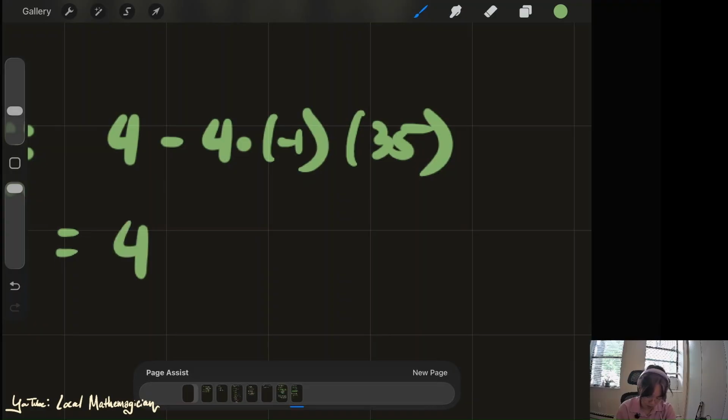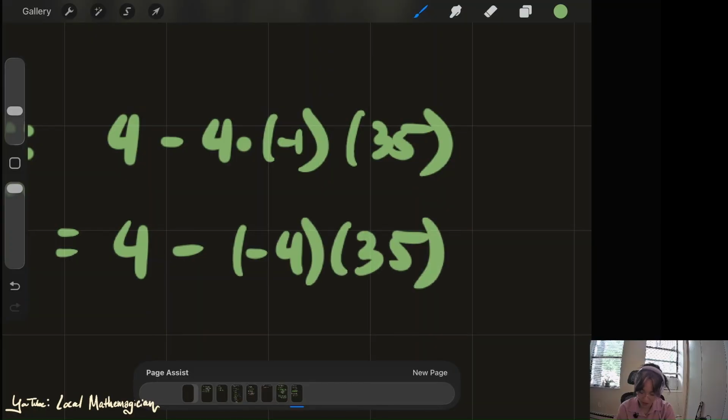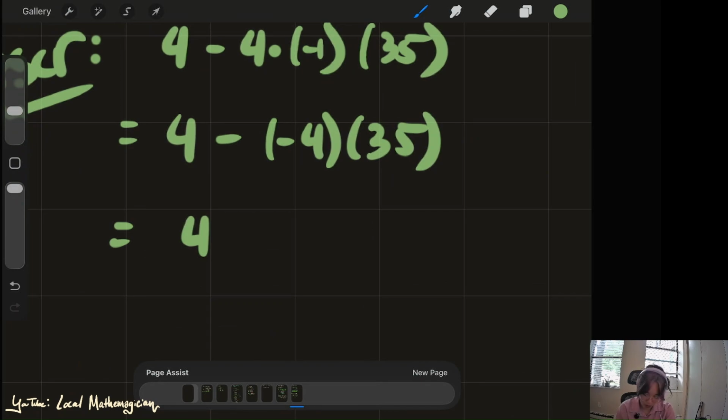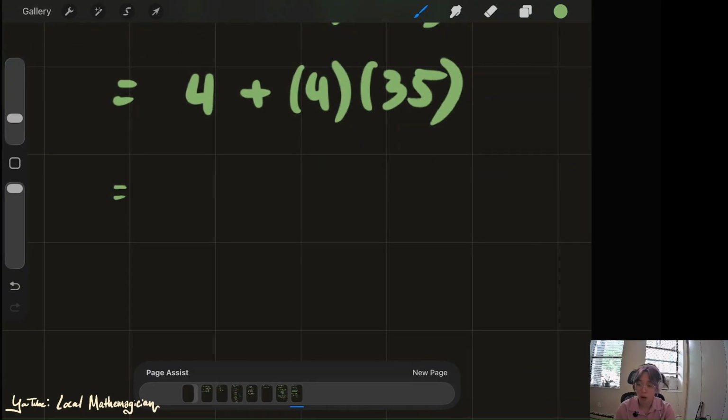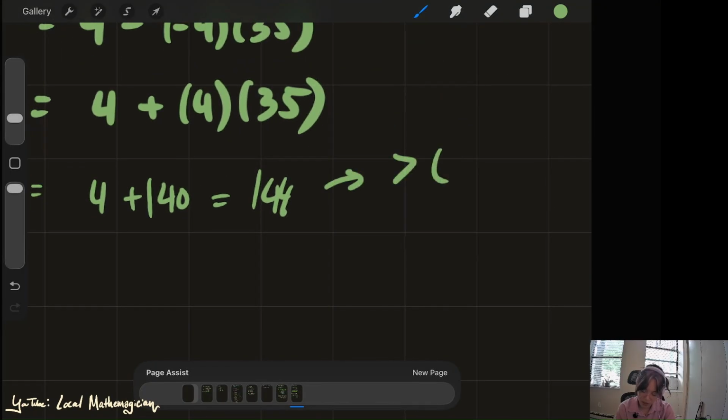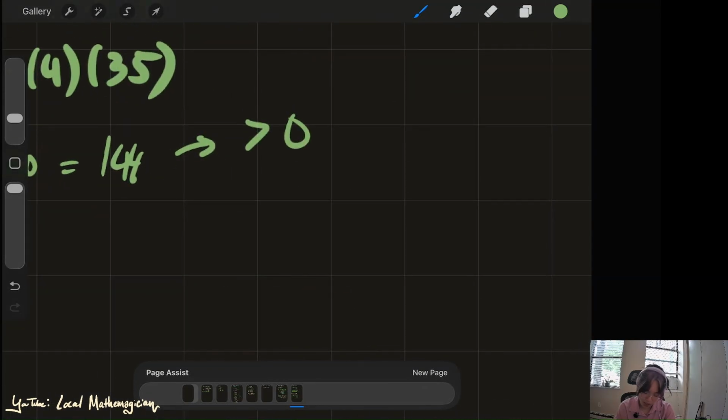Which is going to be 4 minus -4 times 35, which is going to be 4 plus 4 times 35. Again, you can switch the signs in a way that makes more sense to you as long as you're not breaking any algebra rules. 4 times 35 is 140. So 4 plus 140 is equal to 144. And this is greater than 0. And this means we have 2 solutions.